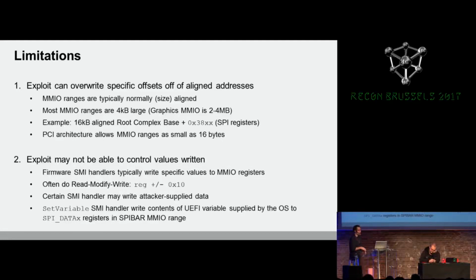So the exploit may not control the values. Although, as you saw, for some MMIO ranges, the exploit might control them. So, for example, in the variable write example, you saw all of the contents of the variable you fully control.